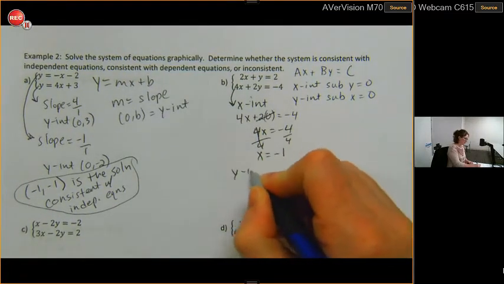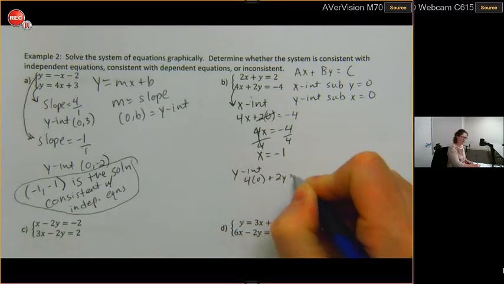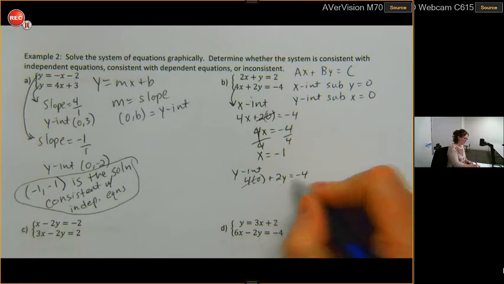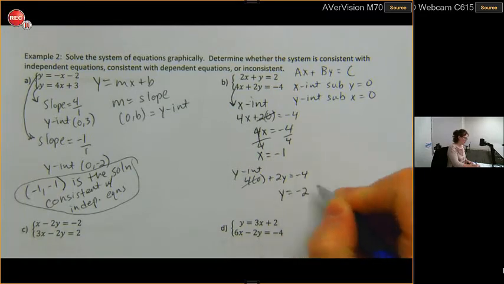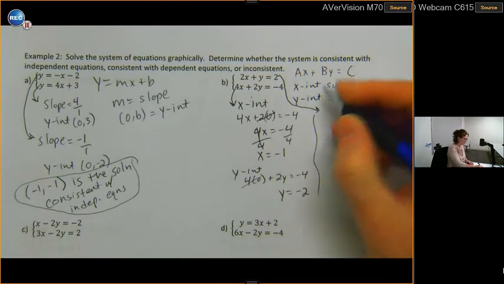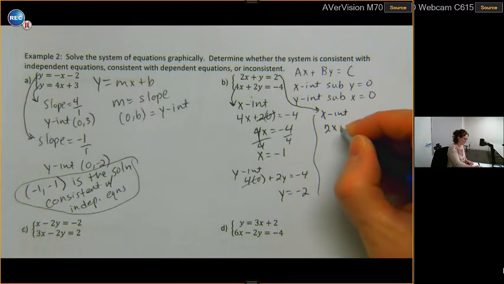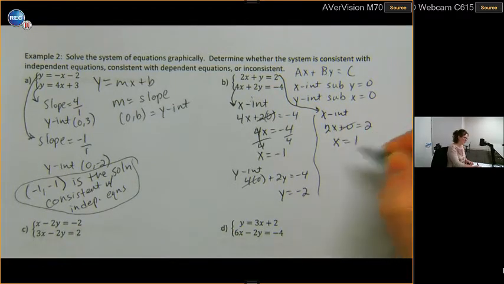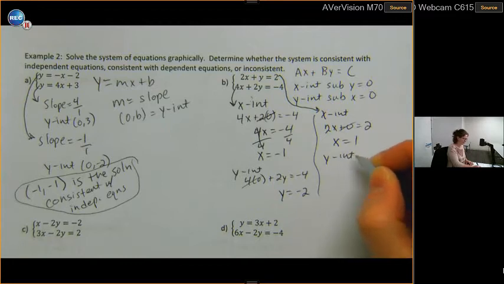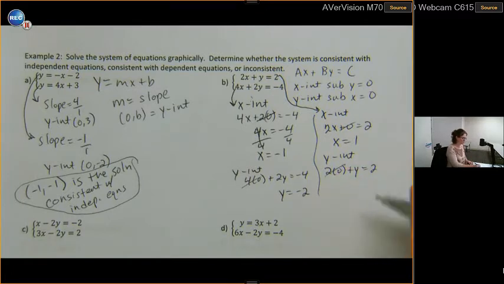And then the y-intercept, divide by 2 and I get y equals negative 2. So that's one of my lines. Then the other line, so I have 2x equals 2, which means x equals 1. And then I have y equals 2.